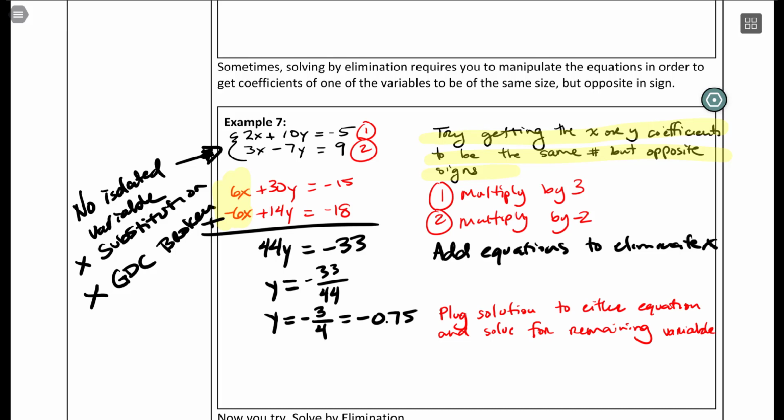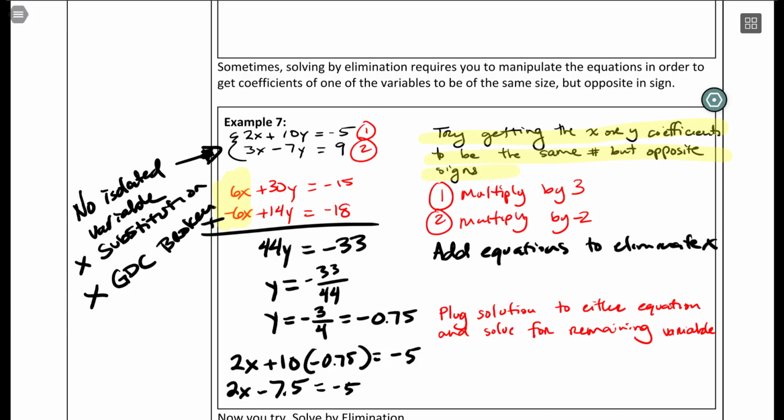Okay, so once we've done that, let's take a look at what we have. I'm going to plug into the first equation because I kind of like multiplying things by 10. That seems a little bit easier for me. So I have 2x plus 10 times -0.75, and that's going to equal -5. Let's simplify. We have 2x minus 7.5. 10 times -0.75 gives me -7.5, equals -5.